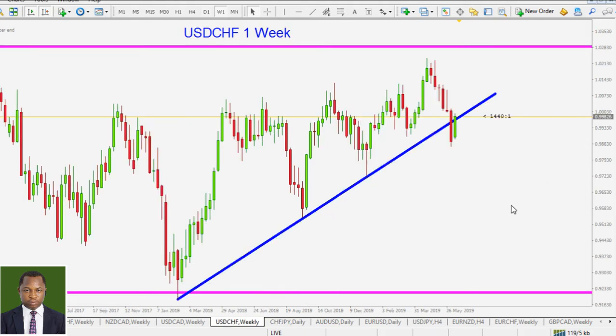The American dollar against the Swiss franc. I am liking this pair a lot. In the weekly time frame, you can see how price has reacted off that trend line. This is a clear inside bar of that trend line. But hey, in my opinion, this looks a bit tricky.